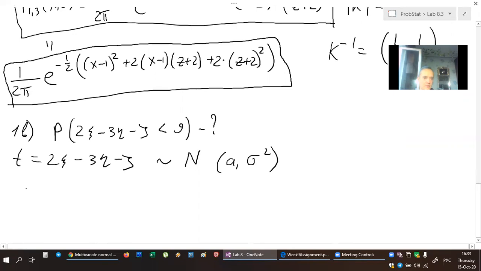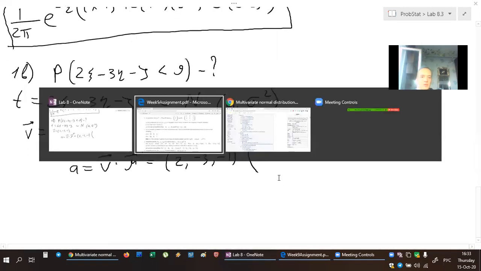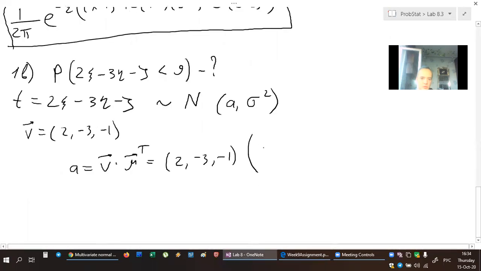So we have this vector v, which is 2 minus 3 minus 1, and a equals v multiplied by mu transpose. So it will be 2 minus 3 minus 1 multiplied by mu, and mu is 1, 0, minus 2. We do math here. 2 plus 0 plus 2, it's 4. Okay, sigma square is equal to v multiplied by K multiplied by v transpose.